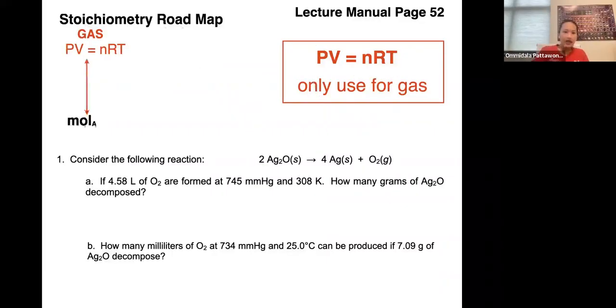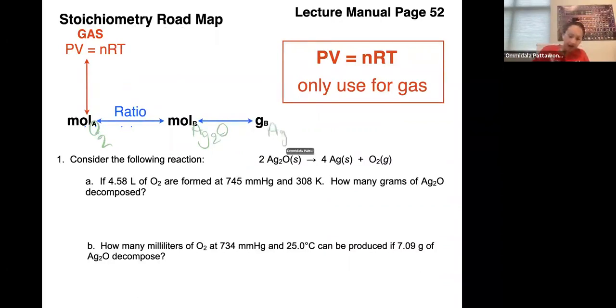Now I'm going to plug that into the stoichiometry roadmap that we learned earlier. You are going to use PV = nRT to get the moles of A, which in this case is oxygen. Then you use the mole ratio to get to moles of B, which in this case is silver oxide. After you get moles of B, you can find the grams of B, or silver oxide in this case, by using the silver oxide molar mass. So that's our plan here.